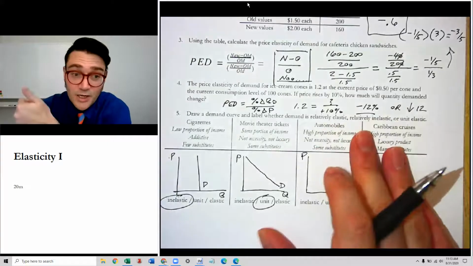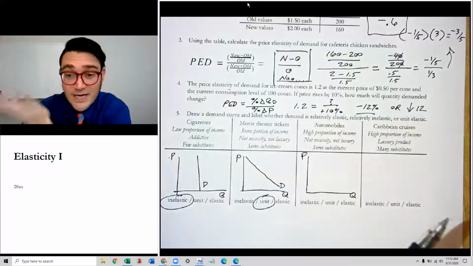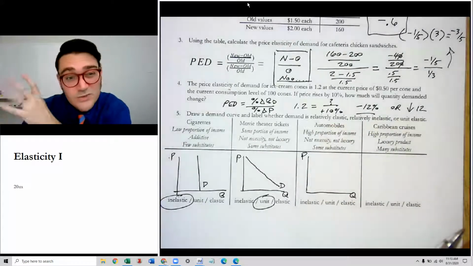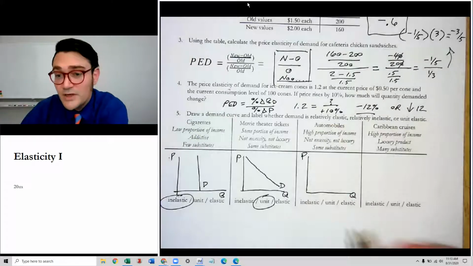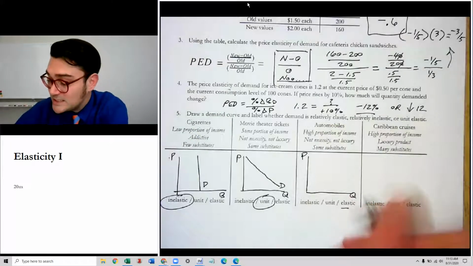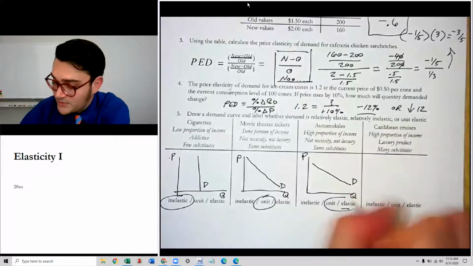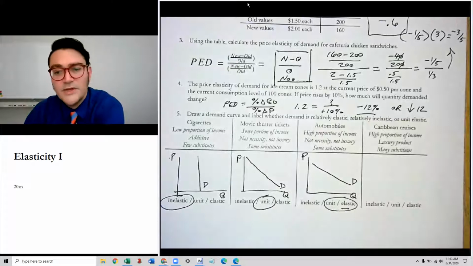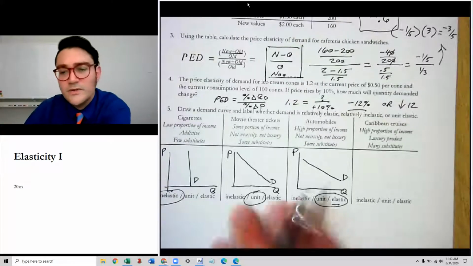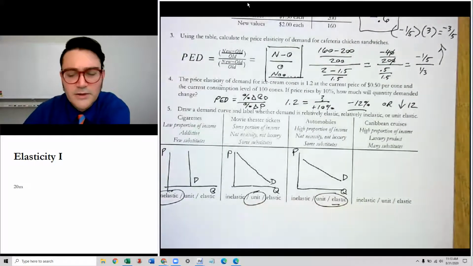Automobiles, high portion of income, not really a necessity. They're not really a luxury. There are some substitutes, but in general, there's fewer of them. It's probably closer on the elastic side if you draw that one. Right? So it's more like that. But I would accept anything, unit or elastic on that one. This is more just to get you to think about it, right? There isn't like you must know the exact value.